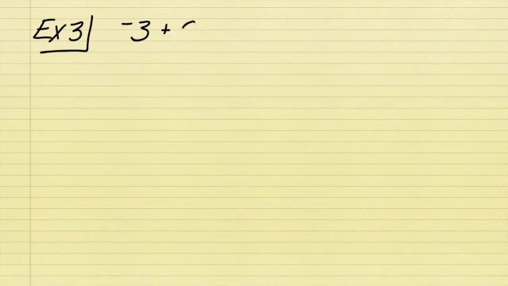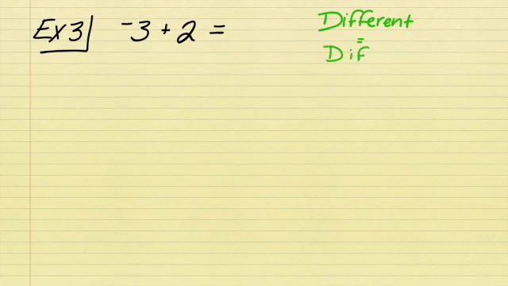Let's look at another situation. Example number 3. What if you had -3 plus 2? Okay, so now they're different. 3 is negative and 2 would be like a +2. But remember, we don't always write that positive symbol because that would be weird if we always said positive in front of normal numbers. So what you have here is different signs. So you are going to find the difference.